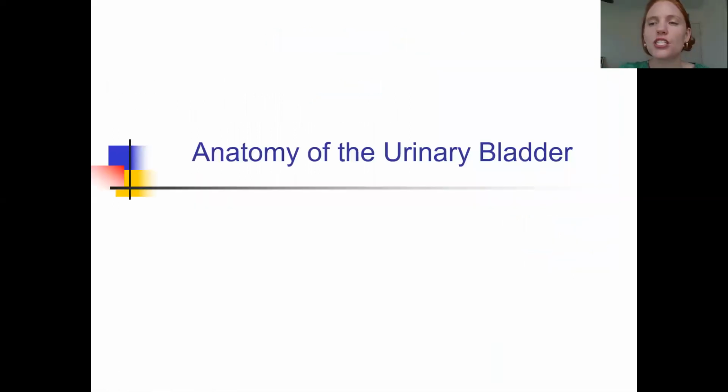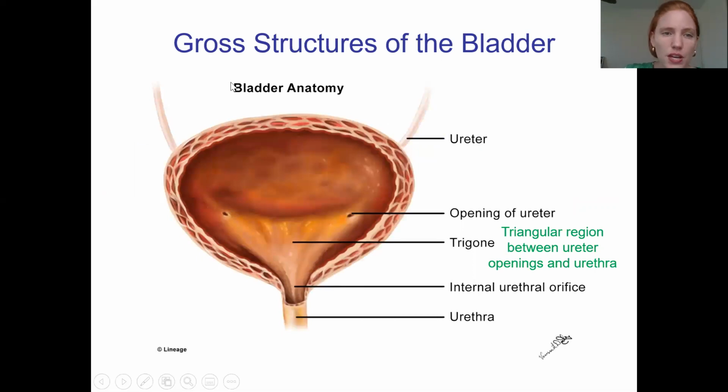Let's talk just a little bit about the urinary bladder. Its major function is to store urine until you have the chance to pee it out. Here we have the ureters connecting. Notice that the ureters don't connect to the top of the bladder. Instead, they connect kind of halfway down. And so as they connect, they create this triangular region. This triangular region between the ureters and the urethra is called the trigone. Here is the trigone of the bladder.